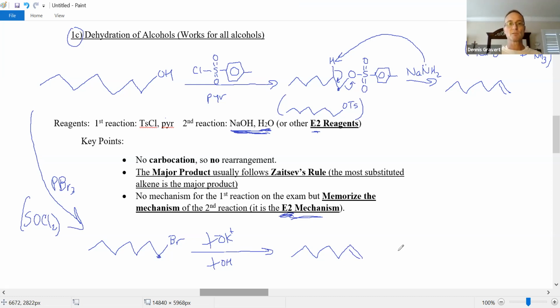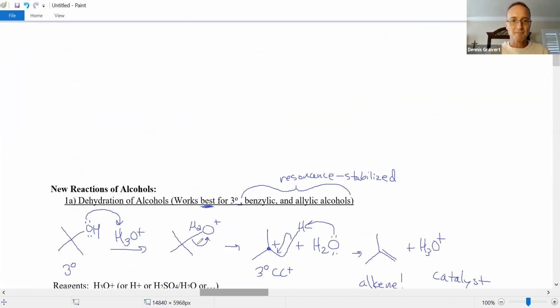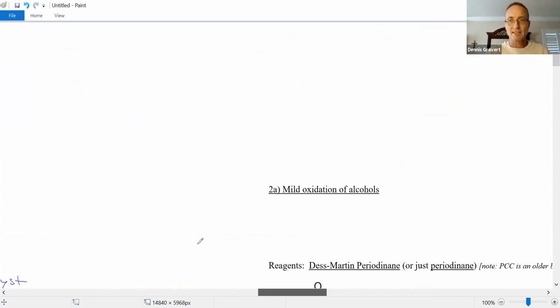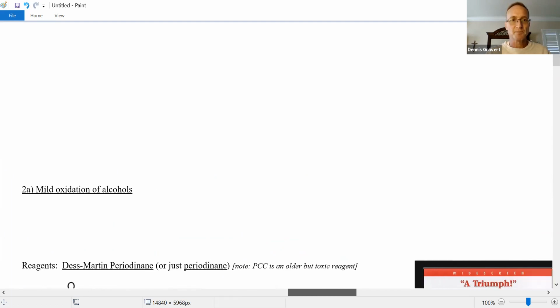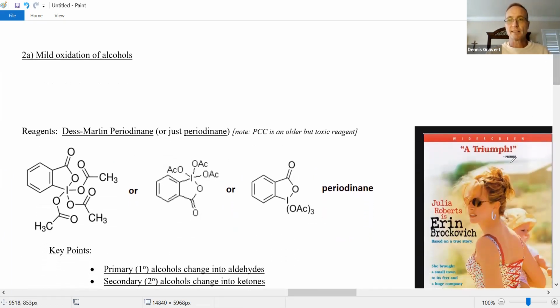There you go. Cool. So now we know all about how to make alkenes out of alcohols. It's time for something else then. I think it's the last topic. Reactions of alcohols: we can oxidize them. Let's move this out of the way.